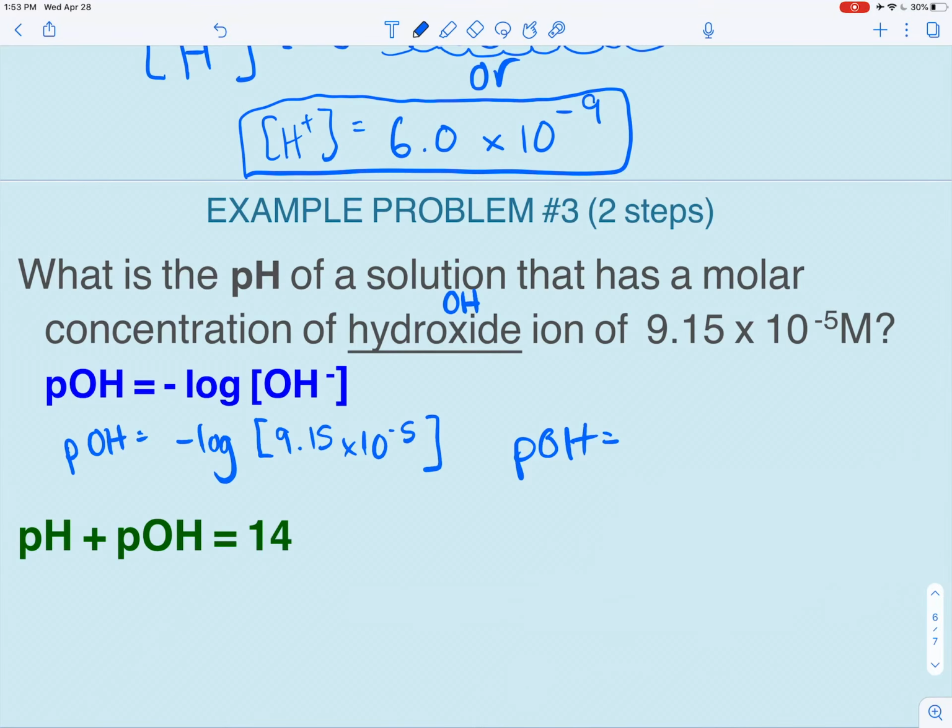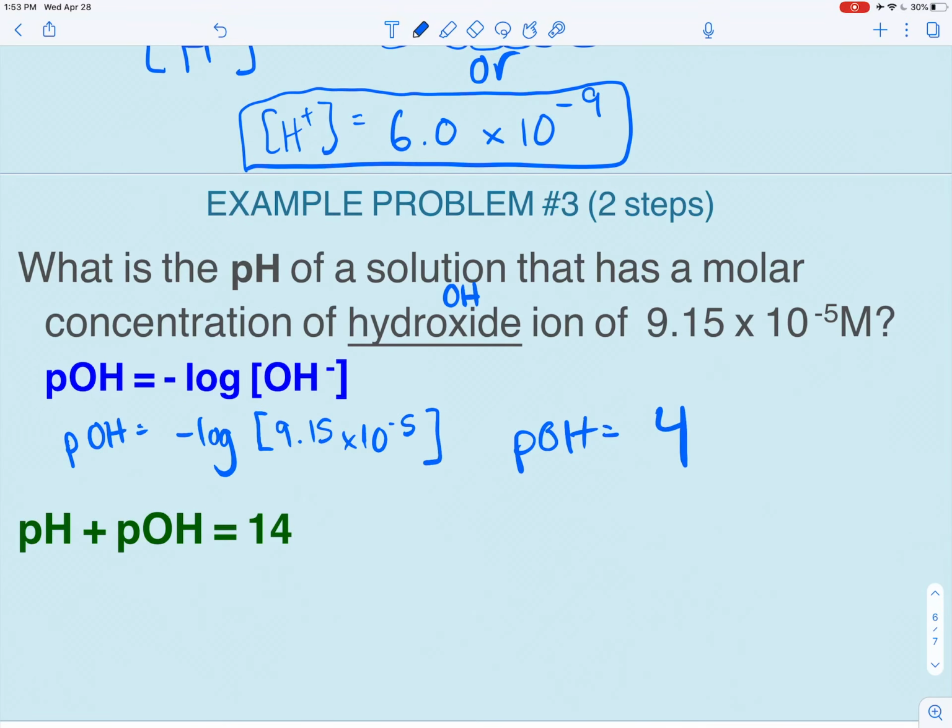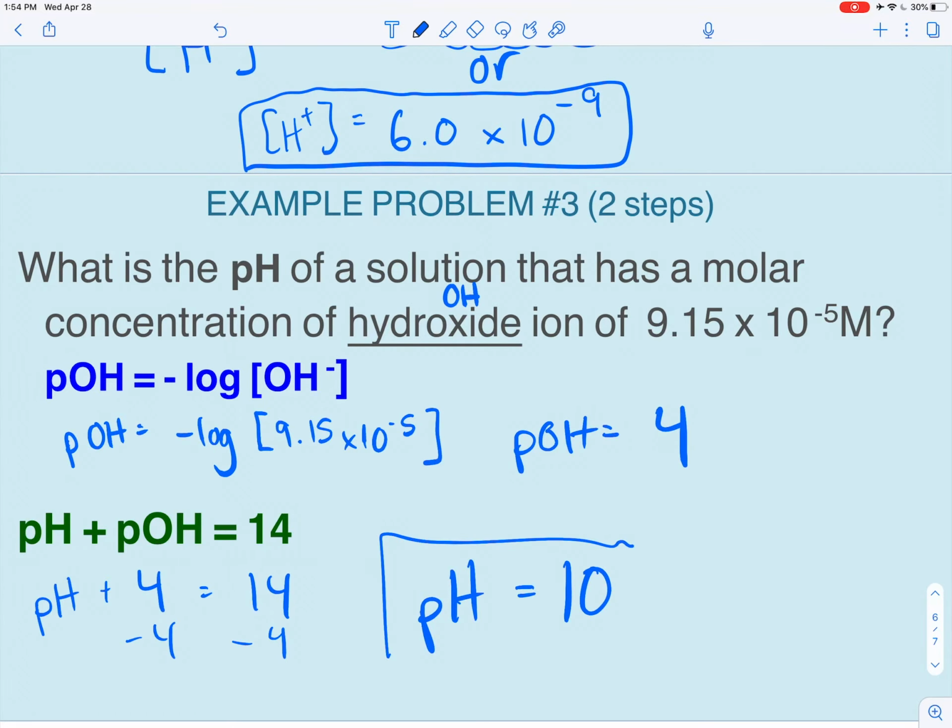So I'm going to plug in this number, and I get about 4. So the pOH is 4. But the question's asking for pH, so now I have to plug it into this equation. pH plus the pOH is equal to 14. Subtract 4 from both sides, and we get a final answer and a final pH of 10.